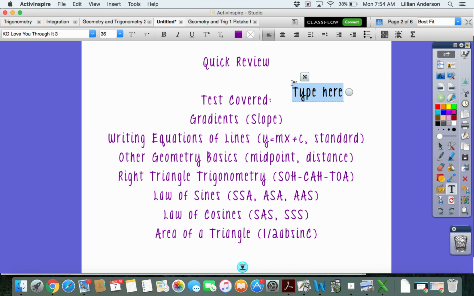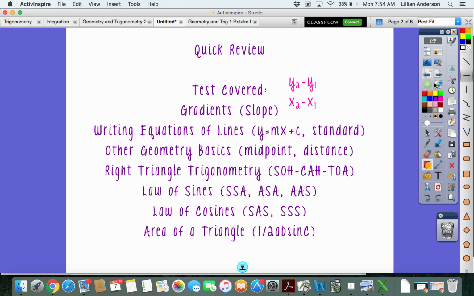Remember to find the slope, it is y2 minus y1 all over x2 minus x1. Of course, that formula is in your reference booklet, so it's not like you really have to fully memorize it. And so you have that.